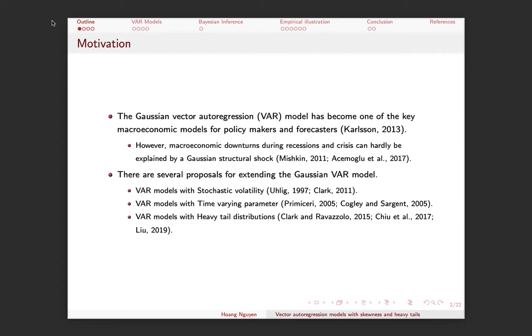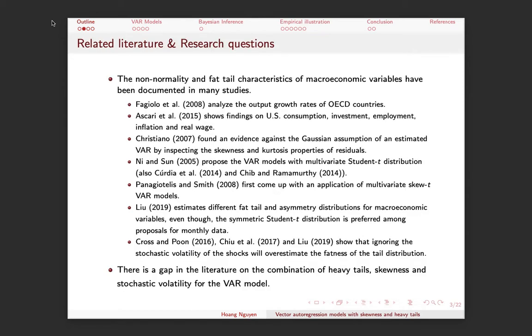And this seems to be a reasonable way to go because the non-normalities and fat tail characteristic of macroeconomic variables has been documented in many studies. For example, in the paper Fagiolo and Ascari, they try to fit the marginal distribution of macroeconomic variables with different distributions, and they find that the exponential power distribution is preferred. In case of VAR models, Ni and Sun is the first one that proposed a multivariate student t VAR model, and following them, Curie and Chip try to apply very similar ideas for DSGE models.